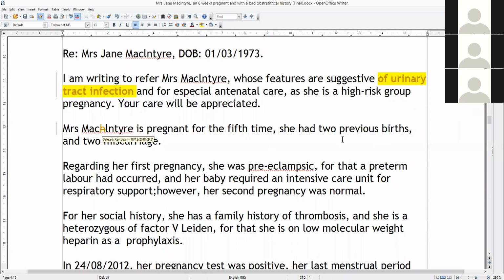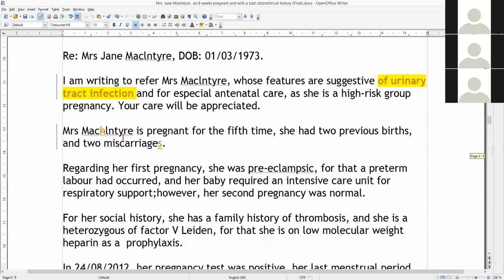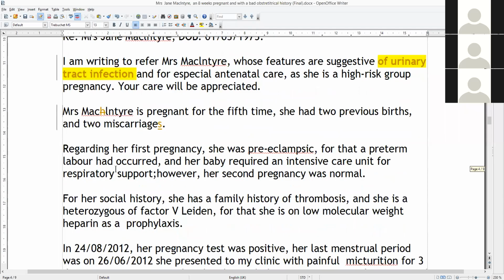Okay. Mrs MacIntyre, that's not spelled right. Pregnant for 5th time, she had 2 previous births and 2 miscarriage. 2 miscarriage, how many miscarriages? Okay, I don't know if you should just drop that sentence in right at the start, you know. You could mention the first pregnancy. So I would have started from the start, you know, the first pregnancy. Okay, she was pre-eclamptic, caesarean, blah, blah, blah, blah, blah. And then you could have included that afterwards.